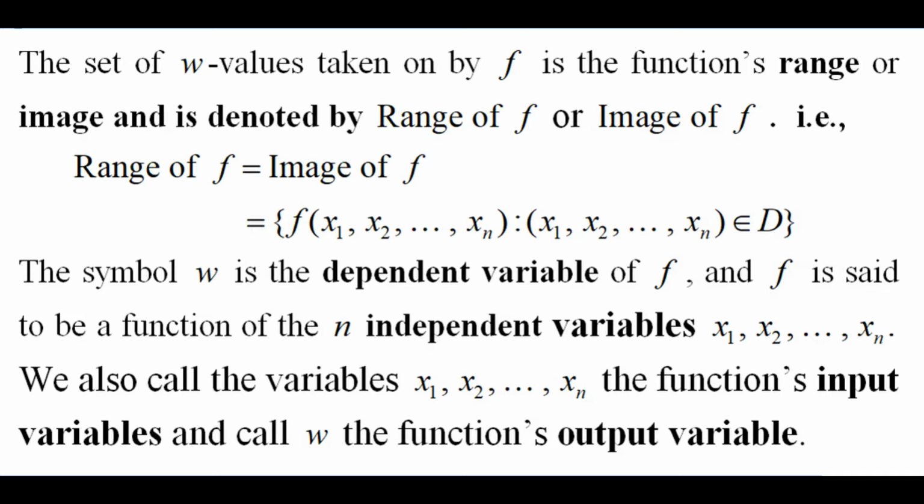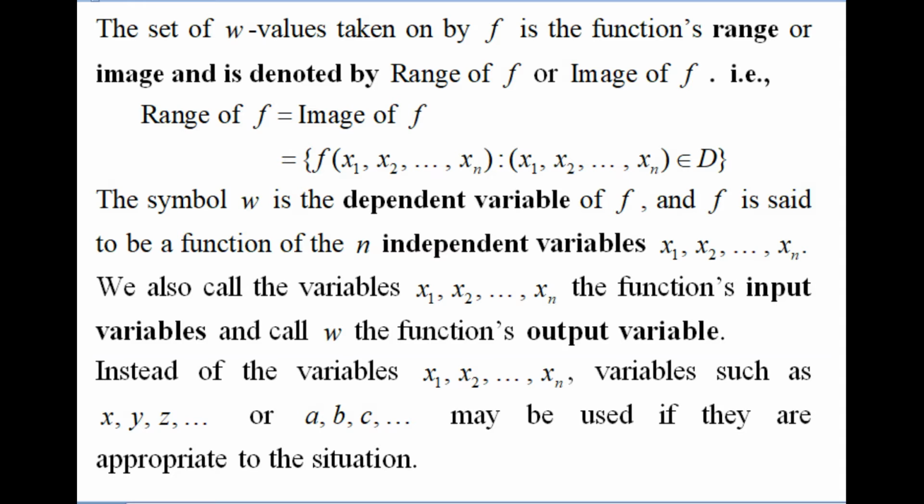That is, range of f is equal to image of f is equal to the set of all f of x1, x2, etc. xn such that the n tuple x1, x2, etc. xn belongs to D. The symbol w is the dependent variable of f and f is said to be a function of the n independent variables x1, x2, etc. xn. We also call the variables x1, x2, etc. xn the function's input variables and call w the function's output variable.